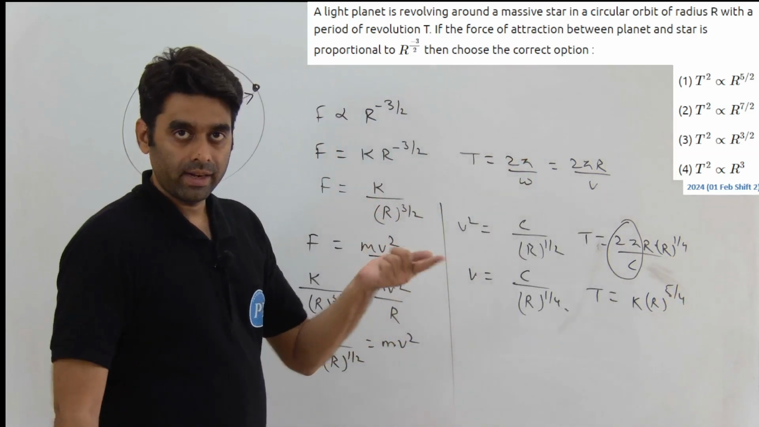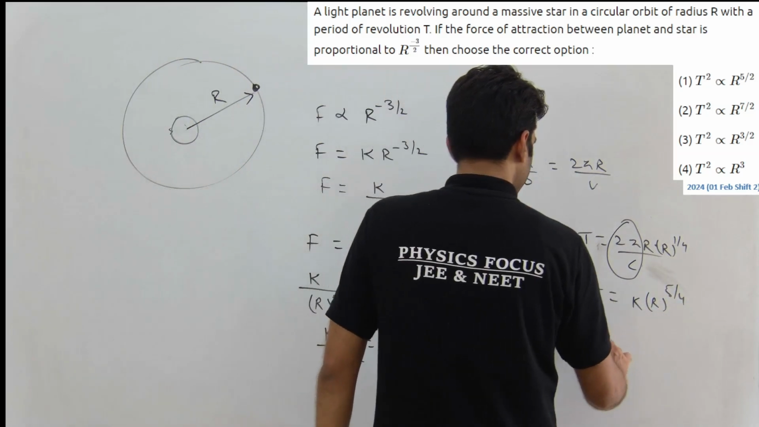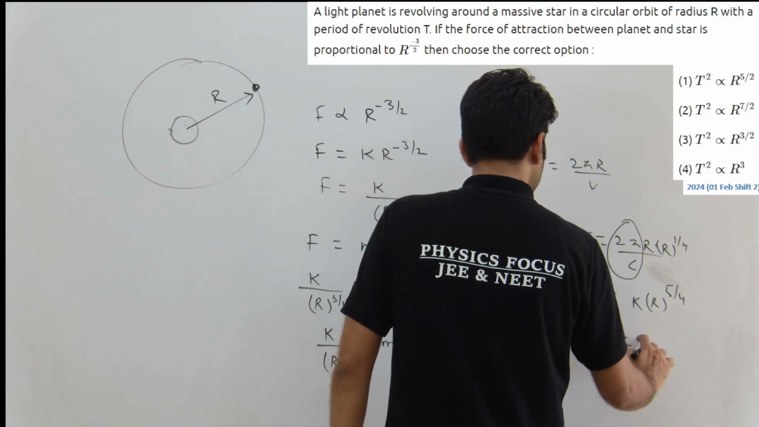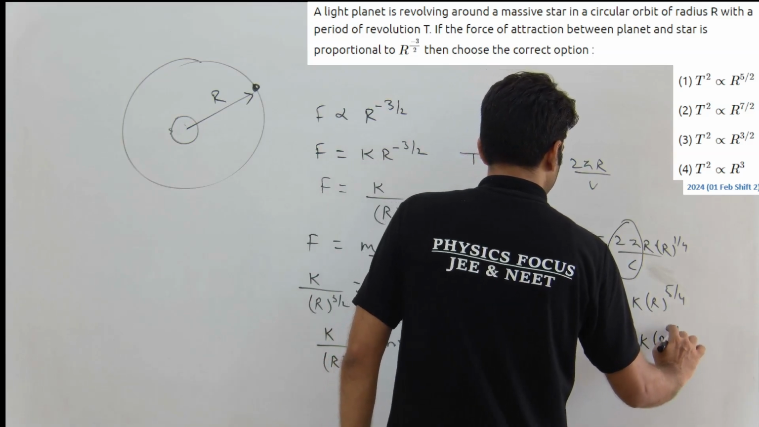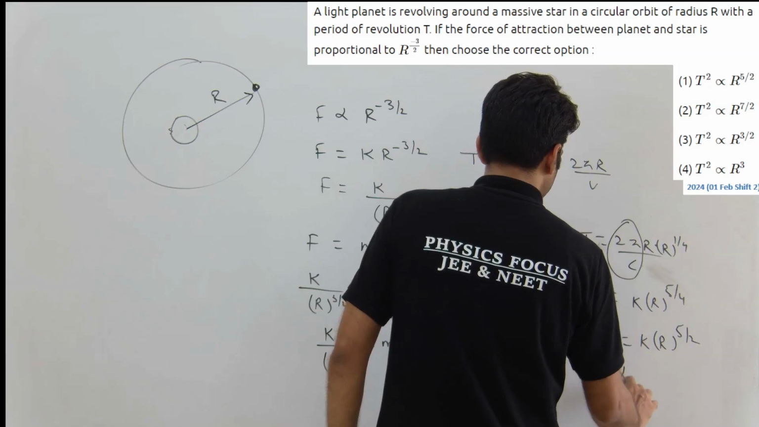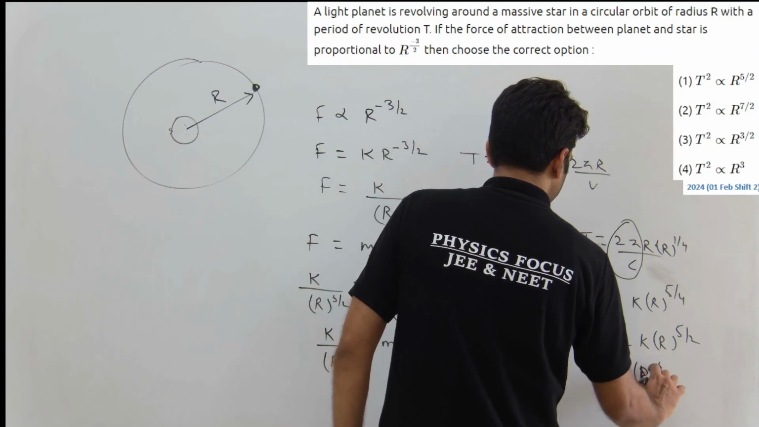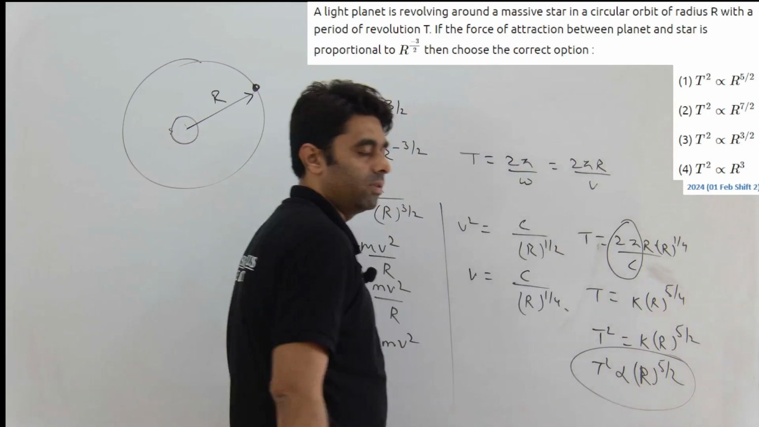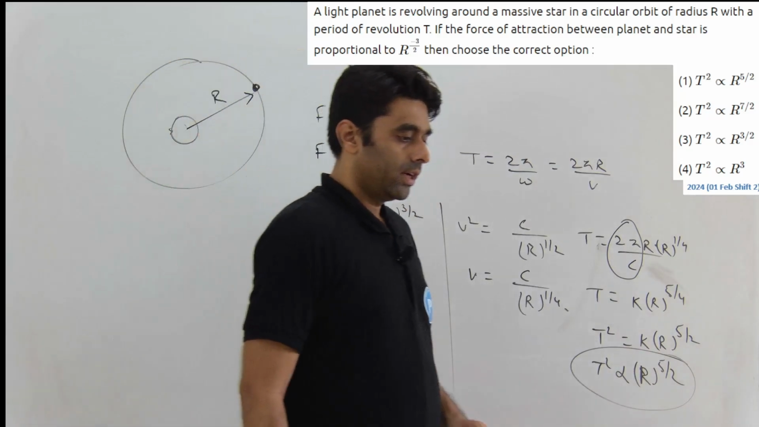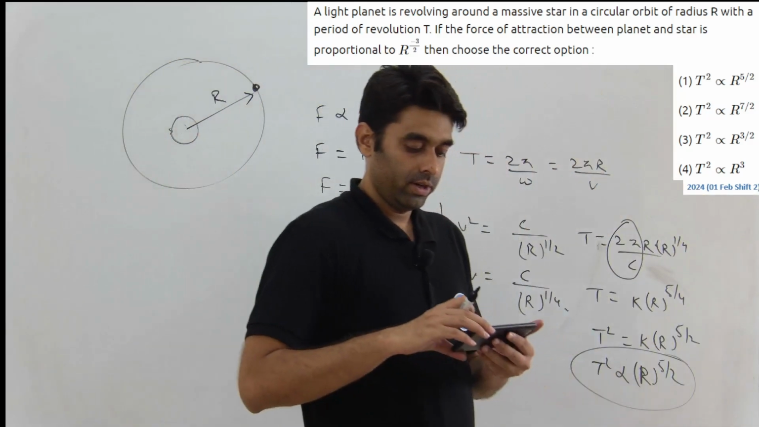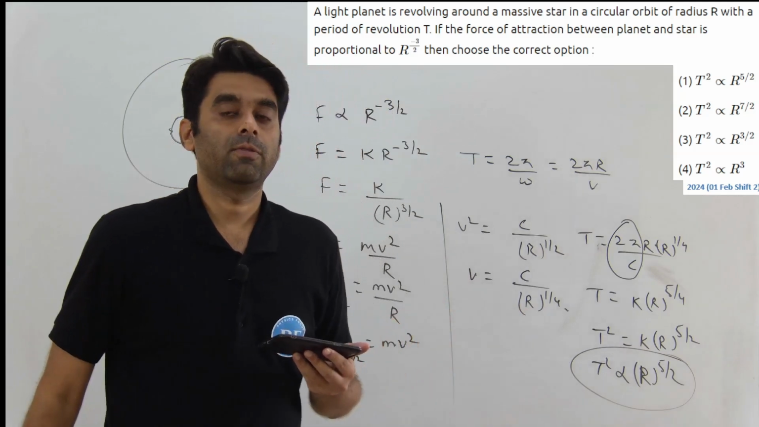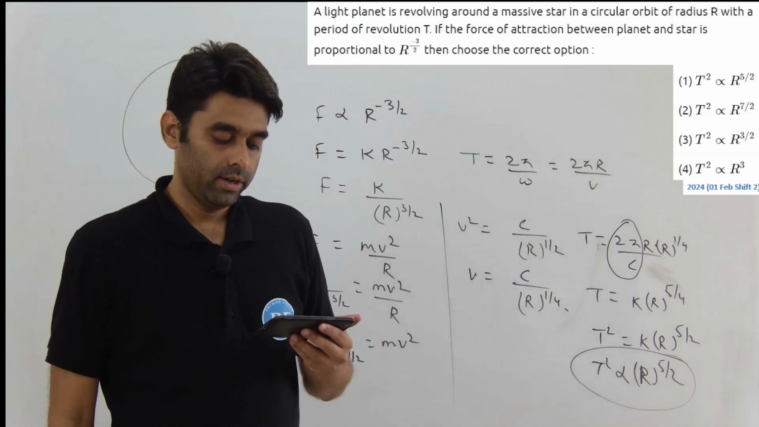T and r, if we square on both sides, we will be getting T square is equal to k times r power 5 by 2. Therefore T square is proportional to r power 5 by 2. This will be our answer. You can check the option, T square and r, what we are having, T square proportional to r power 5 by 2, that is option number A, right? Option number 1. Fine.